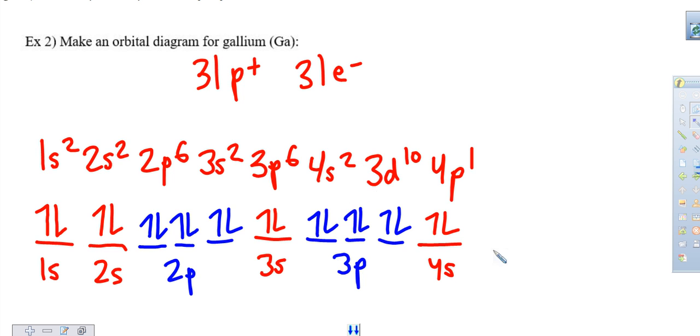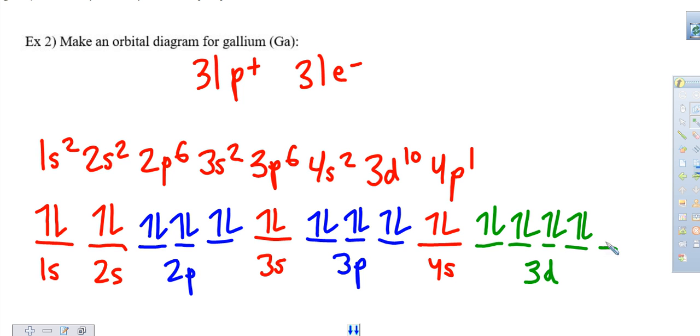Next up, we've got the 3d. Let me use a different color for d. Now, d has 5 orbitals, 5 bunk beds. Draw 5 lines or 5 boxes. And the 3d is filled with 10. And then finally, we've got the 4p. Some of these are blue, sorry about that. I've got pink.